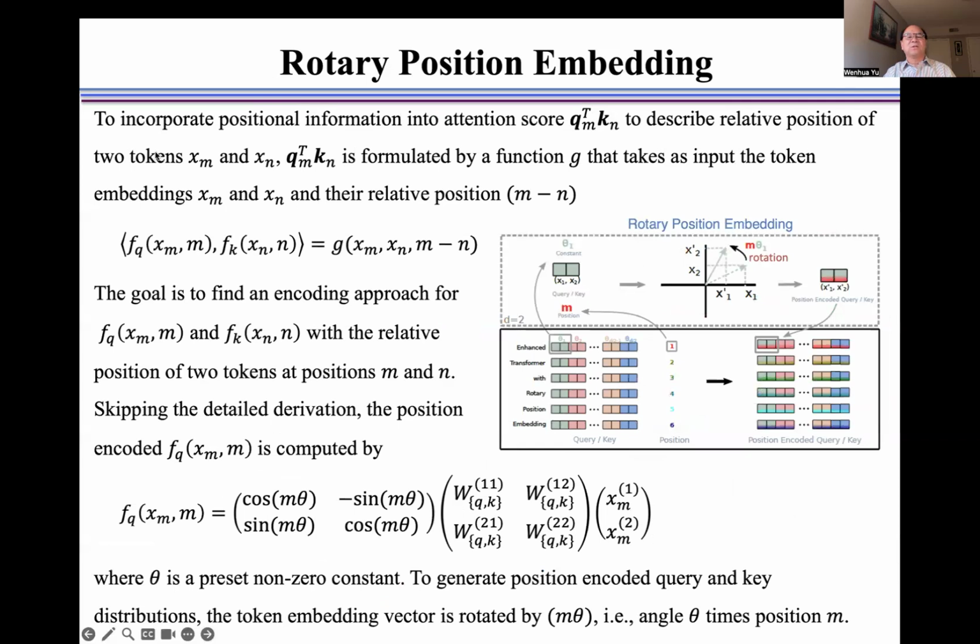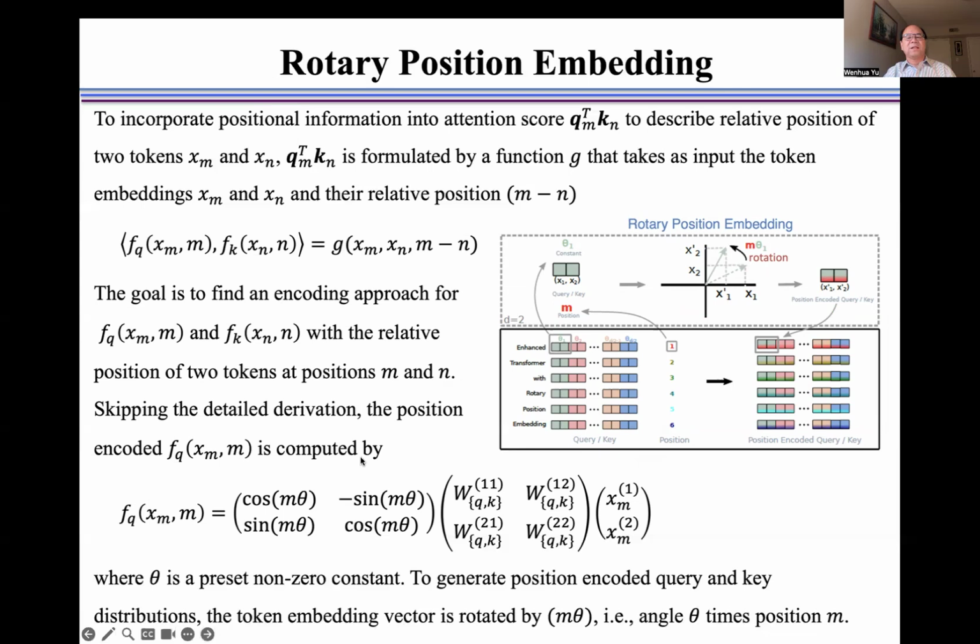To incorporate positional information into attention score to describe relative position of 2 tokens XM and XN, the inner product is formulated by a function G that takes as input the token embedding XM and XN and their relative position M minus N, defined as here. The goal is to find an encoding approach for FQ and FK with the relative position of 2 tokens at positions M and N.